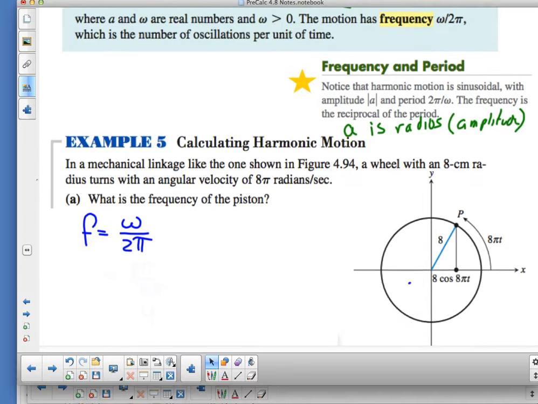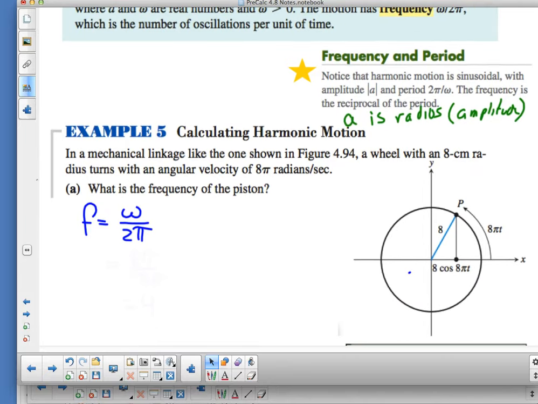Now, as we're going through the frequency and period, notice that the harmonic motion is sinusoidal with amplitude absolute value of a, and the period is 2 pi over omega. The frequency is the reciprocal of the period. So keep in mind those things as I'm doing this.